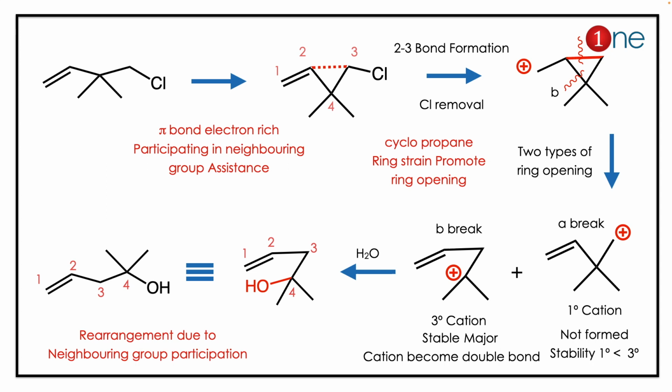Here the ring can open in either way, A or B. A opening leads to the primary cation. B opening leads to the tertiary cation. Tertiary cation is more stable than primary. So if you add the water, you have the final product.